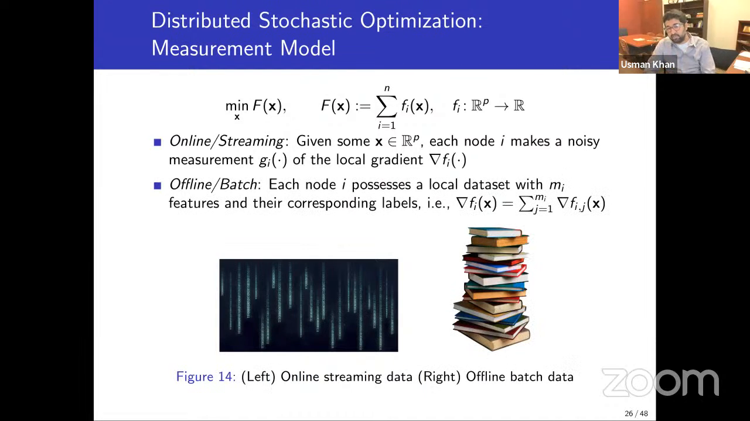The other scenario is this offline or batch learning scenario, where I have all the data before I start my training algorithm. You can think of this as an image classification problem where all the images I already have on my machine. In which case, the local cost F_i will be a sum over all the local data points or local images that I have, and I have a total number of m_i images. So streaming versus batch, online versus offline. This is the measurement model.